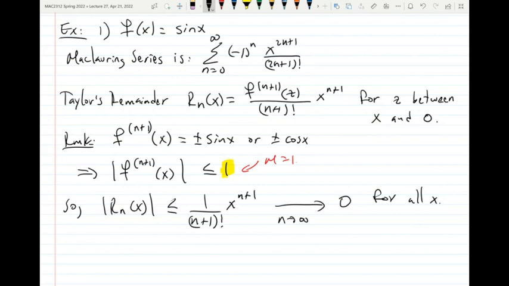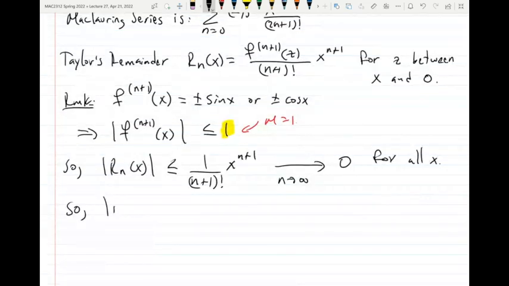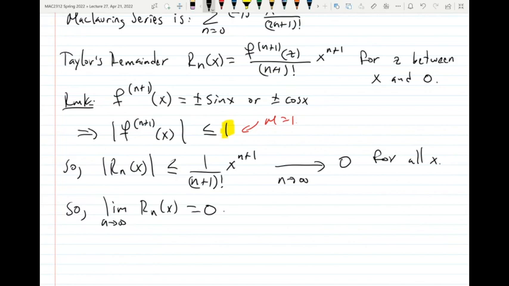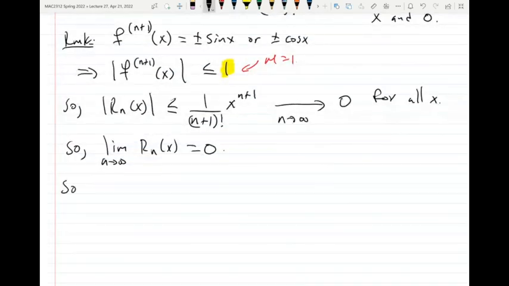Now, if the absolute value of Rn goes to 0, then Rn itself goes to 0, right? So the limit as n approaches infinity of Rn itself is equal to 0 as well, right? So we can say now that sine of x actually equals this series.